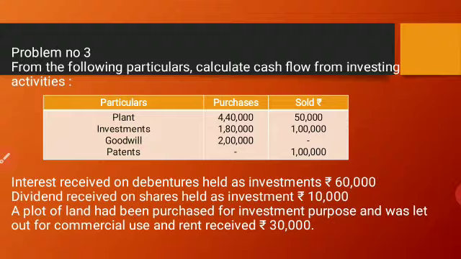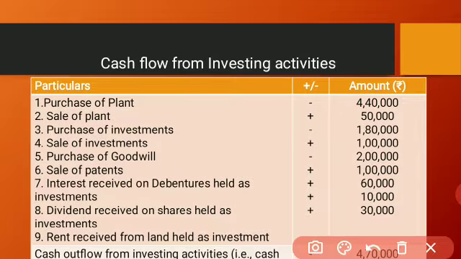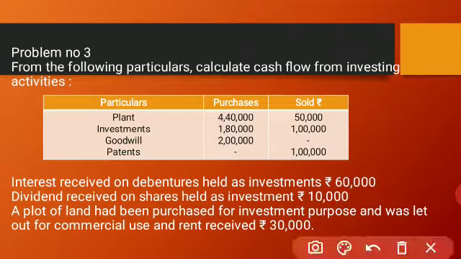That means they are receiving the money for those debentures. That is, cash is coming to the business. So what we have to do, the 60,000 has to be added. What we have to write? Interest received on debenture 60,000 rupees has to be added back. Next again, one more. Dividend received on the shares held as investment.